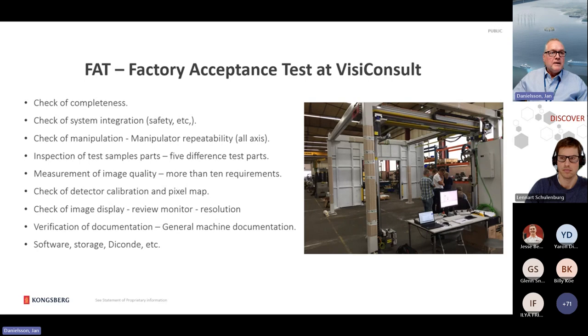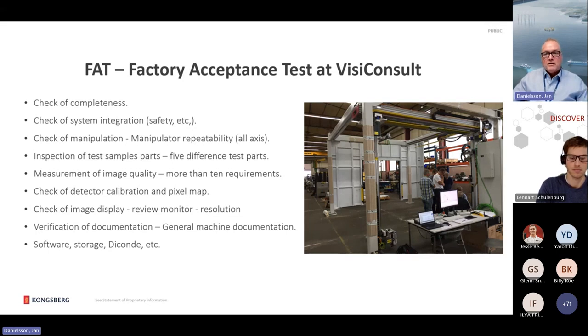The inspection of test sample parts, these are the five different test parts I showed you before. We measured image quality. There are more than 10 requirements that you must go through. We checked the detector calibration and the pixel map. We checked the image display, review monitor and resolution. And the image should contain sufficient information to ensure traceability. And verification of documentation, general machine documentation.